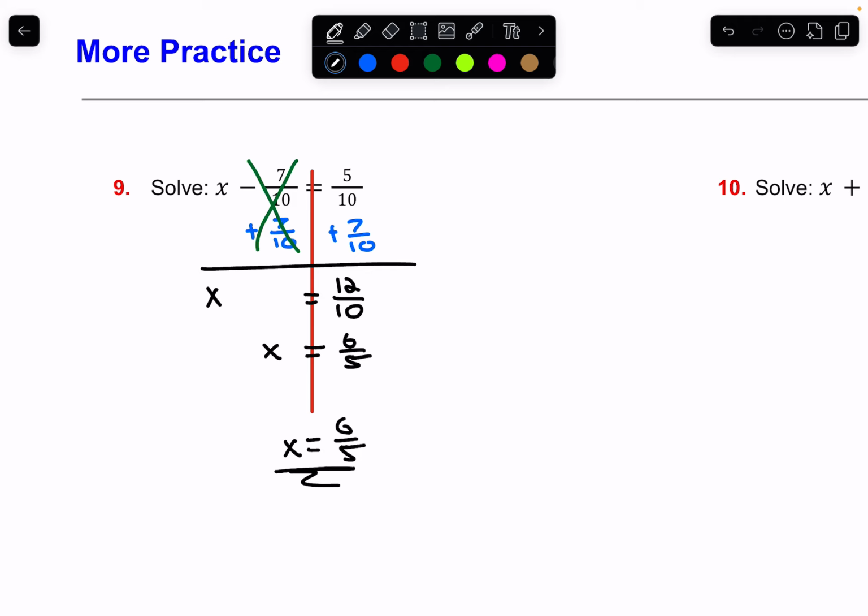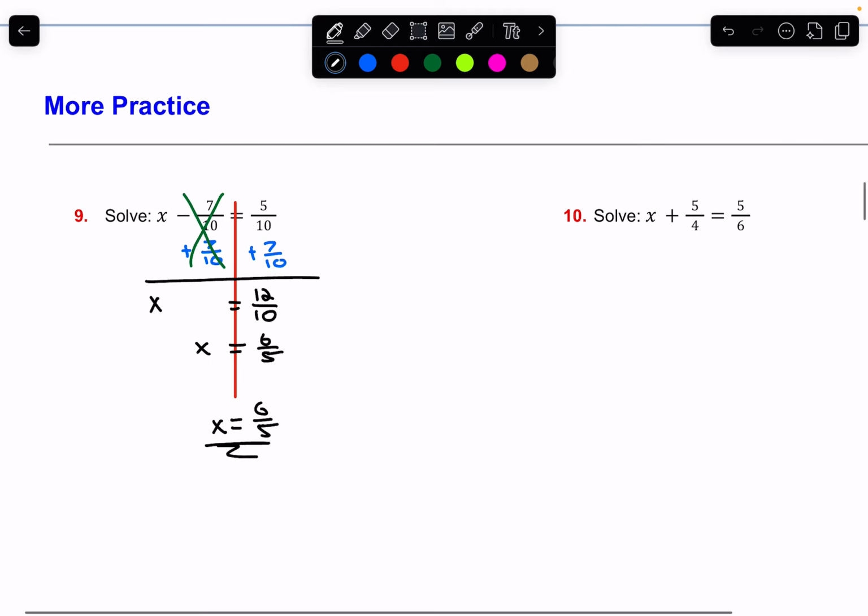Okay, again, that organization is key. And if you want to check if you got it right, plug 6 over 5 back in. See what happens. Bet you it's going to work.